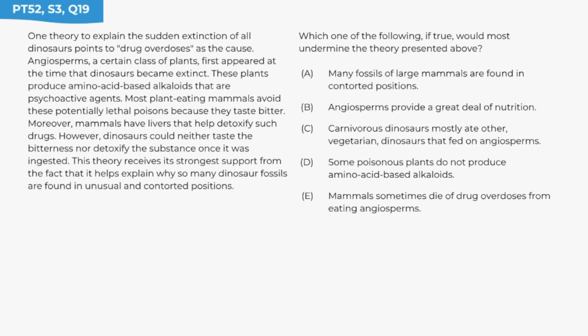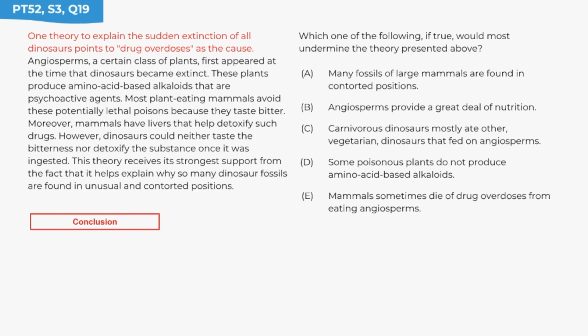All right. So remember, the first thing we want to do is find the conclusion of the argument. And in this case, it's the first sentence. One theory to explain the sudden extinction of all dinosaurs points to drug overdoses as the cause. So we see the word cause in there. We also see the word explain, helping us identify that idea as a conclusion.